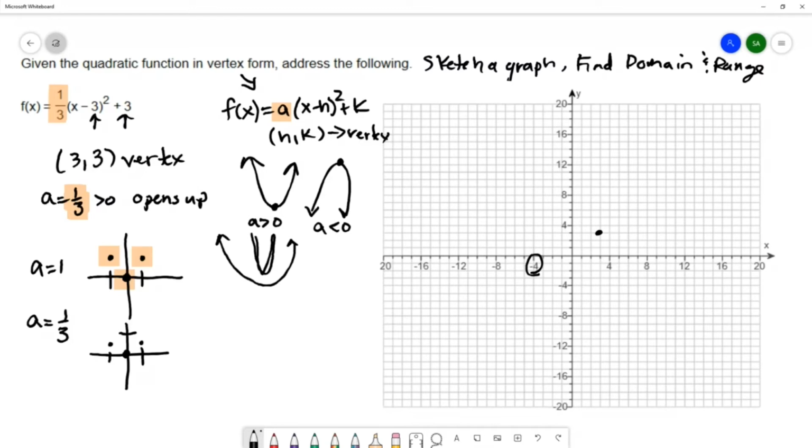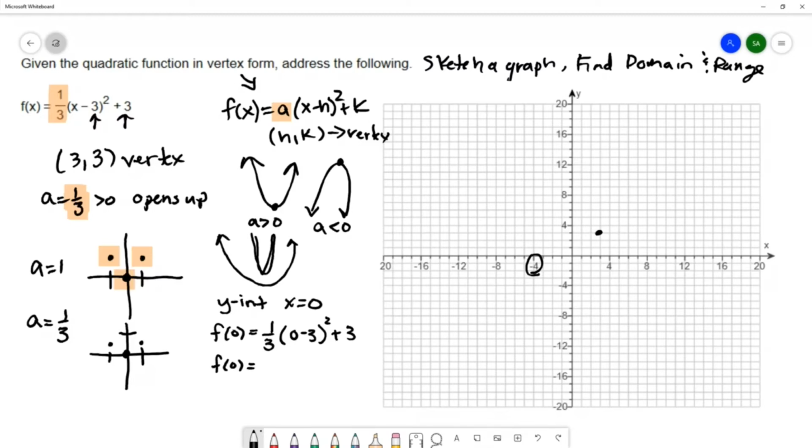So what you need is a second point on the graph that happens to be using integers. I would suggest looking for maybe an x-intercept or a y-intercept. In this example, a y-intercept works. If you find the y-intercept, you're going to let x equal 0, and for your function, that's f of 0. And you have 1/3 times (0 minus 3) squared plus 3.